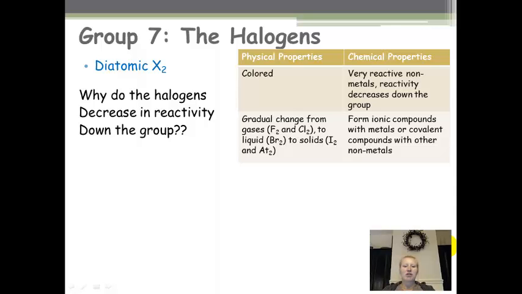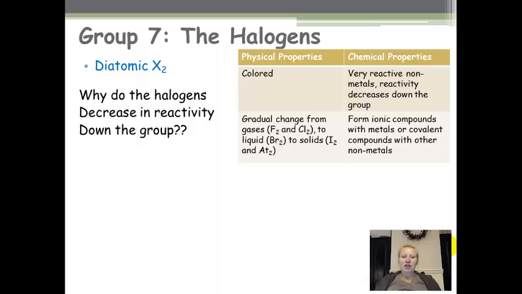Alright, let's talk about group 7, the halogens. So remember, the halogens are all diatomic. And why do they decrease in reactivity as you go down a group? Well, as you go down, remember, you get larger and larger and larger. And so your effective nuclear charge is going to decrease. So your reactivity will also decrease.